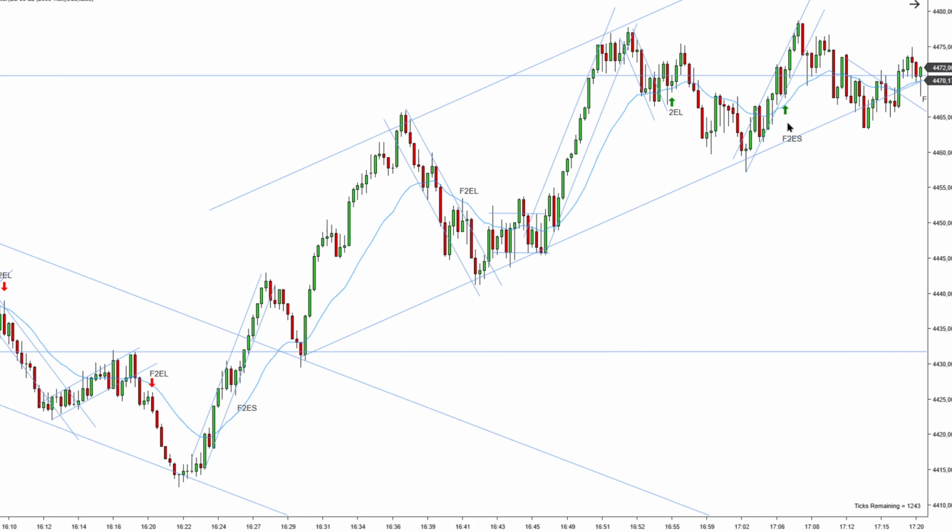This is a nice bar. Same pattern as here. Failed second entry short. Same pattern down here. And this is a high probability setup with such a nice bar. I still am leaning bullish.